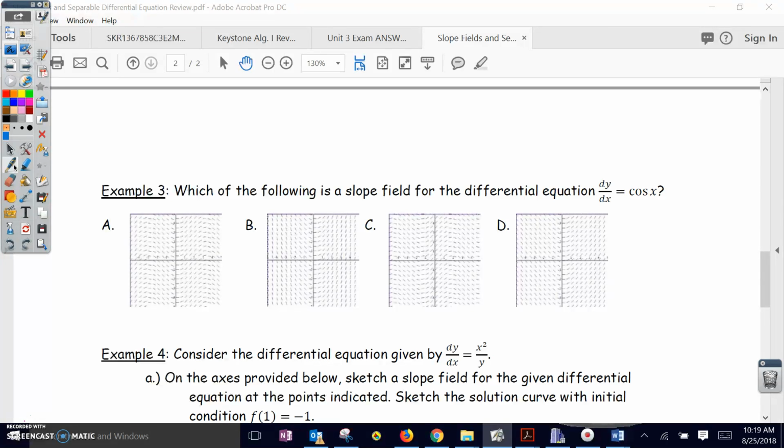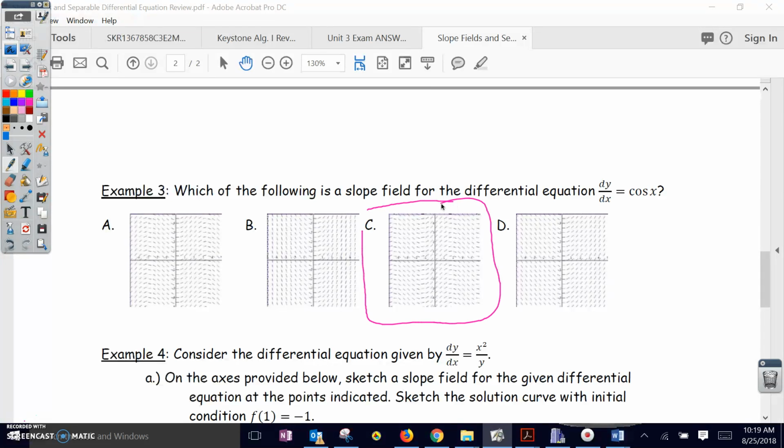So then we think about, well, where do we know the value of cosine of x? And we know when x is 0, cosine of x is 1. And so we're looking for a slope field where the slope lines along the vertical axis are 1. And the only one that matches that characteristic is c. So I'm going to choose c.